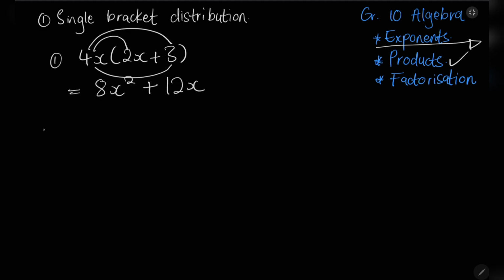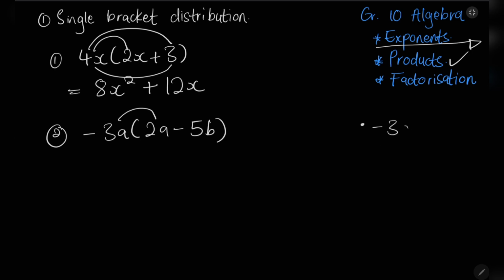Let's try number 2. Negative 3a times (2a minus 5b). What should we do? We have to start with the term that's on the outside. We have negative 3a. This is negative 3a times 2a. I can also do this on the side. I'll make sure that I show the steps on the side so that they're a bit clearer for you.